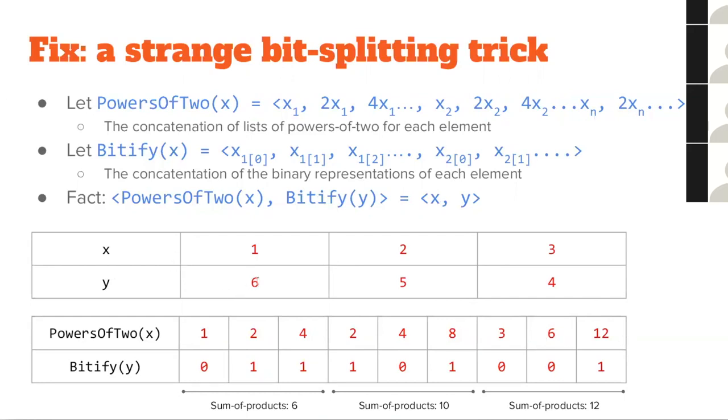And then y turns into its bit representation, so 6 is 1, 1, 0, 5 is 1, 0, 1, 4 is 1, 0, 0. And the dot product here is 1 times 6. Here we're doing powers times bit representations. So you have 2 times 1 and then 4 times 1. So this adds up to being 6. Then over here, 2 times 5. And the 5 turns into 1, 0, 1.